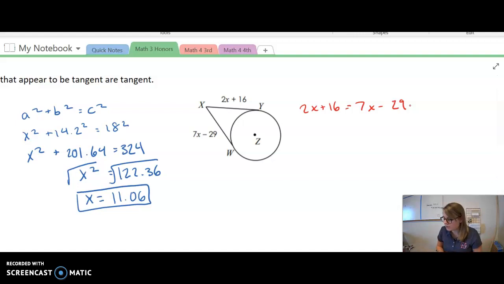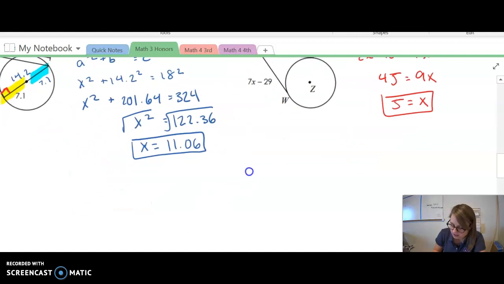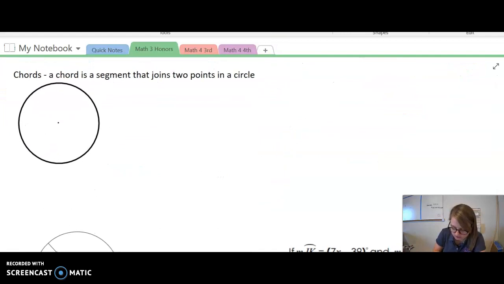So I want you to pause right here and solve for x. Alright, so if you did this correctly, you should have gotten x to be 5. And now we could solve to find the lengths of each of those sides, if that were the question being asked. Alright, now, so that's tangents, so let's move on to chords.